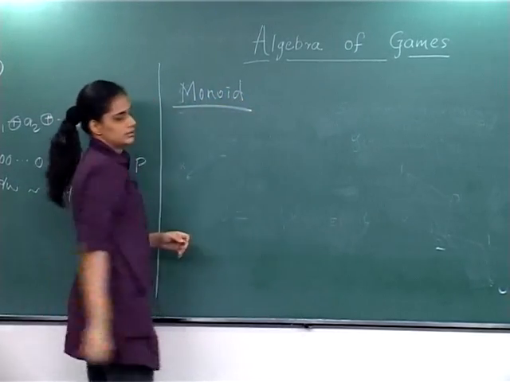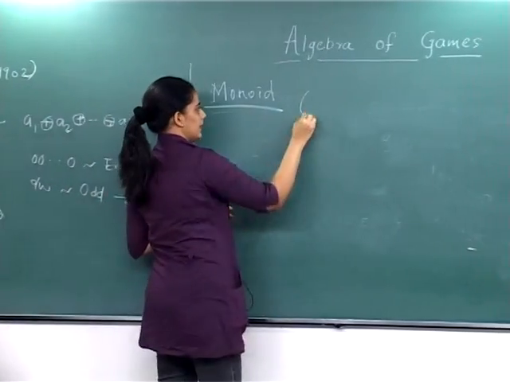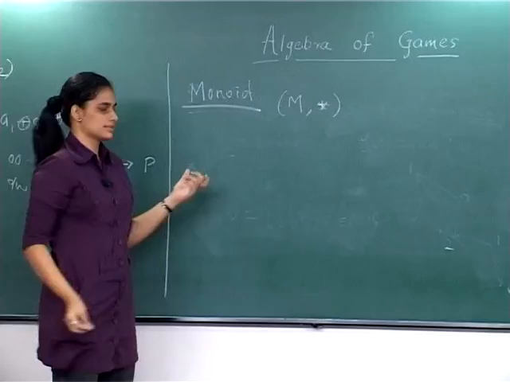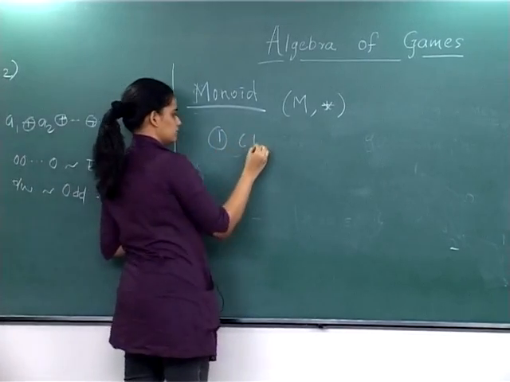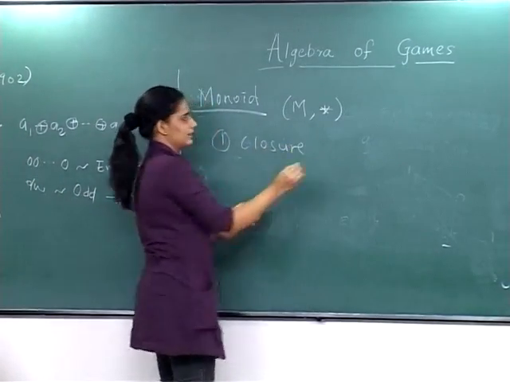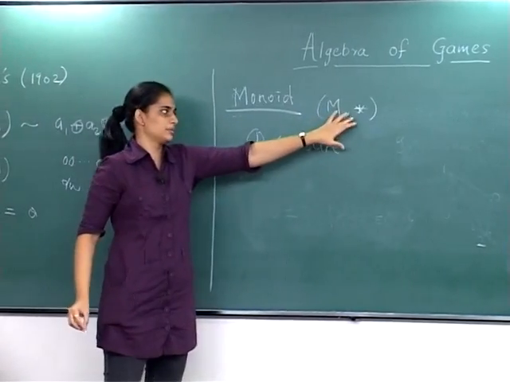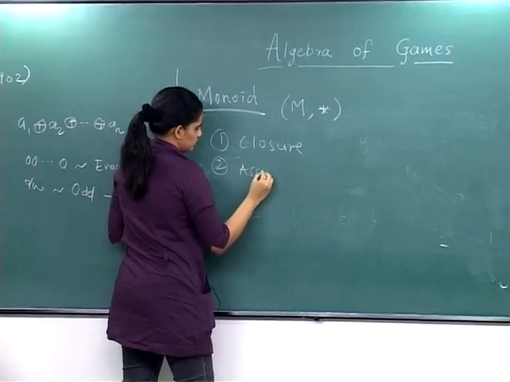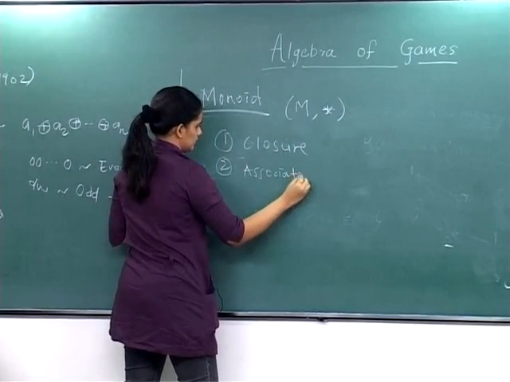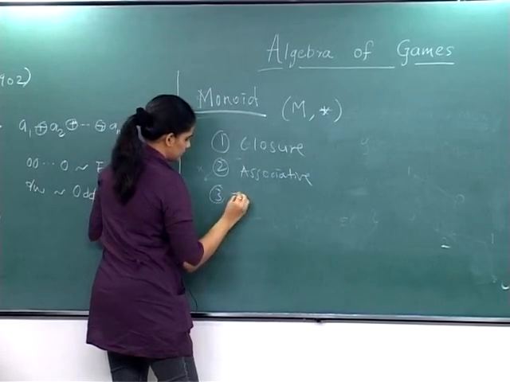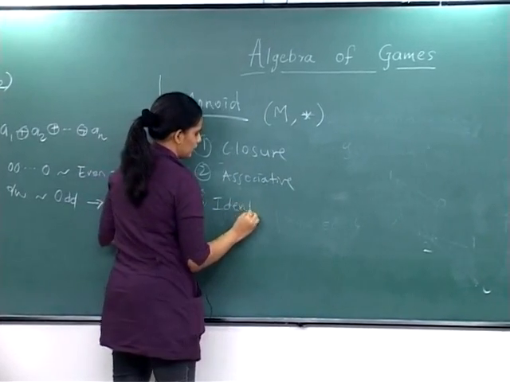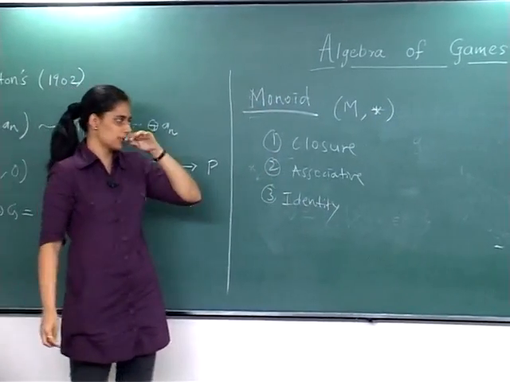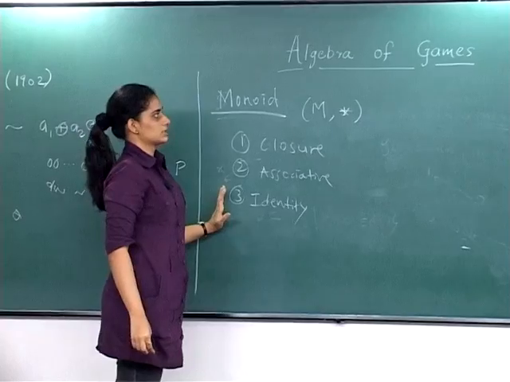So what is a monoid? A monoid is a set M with a binary operation which satisfies closure: given A, B in M, A operate B also belongs to M. Then it is associative, and it has an identity element. So these are the properties of a monoid. It is actually nothing but a group structure without the inverse property. So that is a monoid structure.